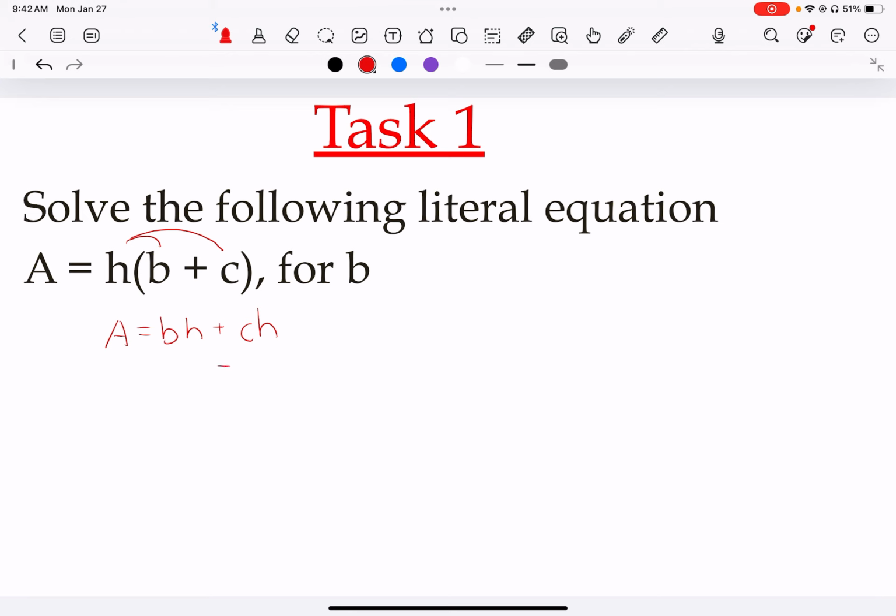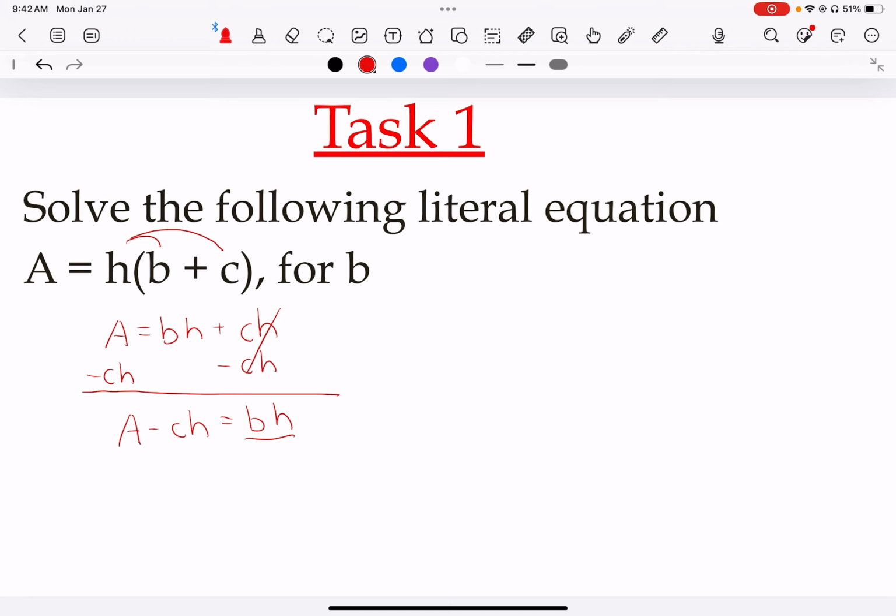So now I'm solving this for b, so I'm going to subtract ch from both sides. A minus ch, there's no like term, so let's write it as a minus ch. bh, nothing happens to that, and ch minus ch is 0, so that goes away.